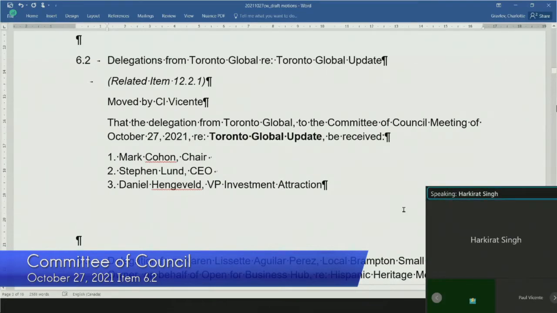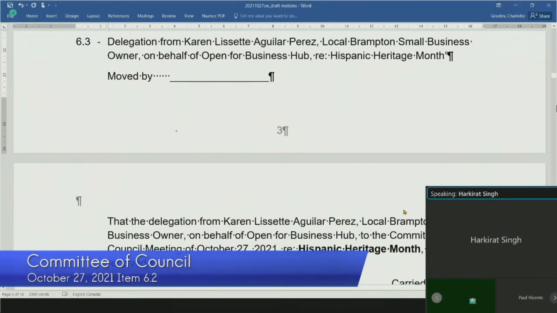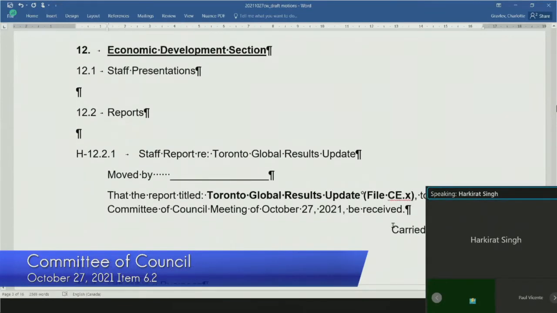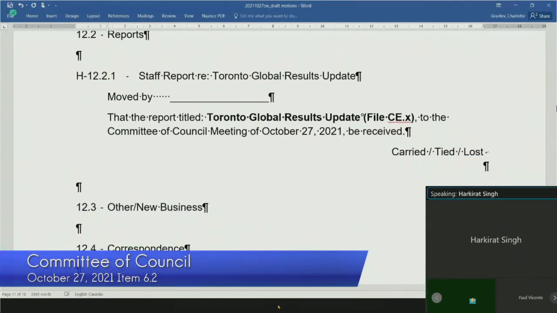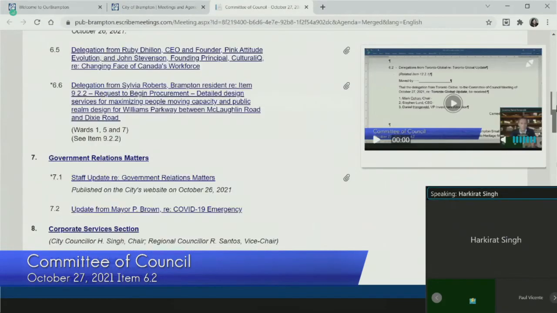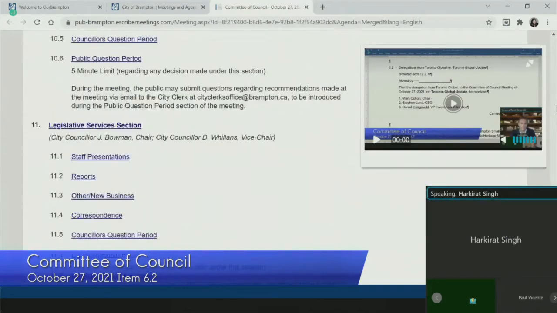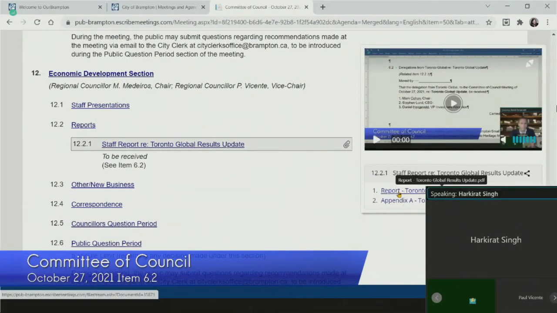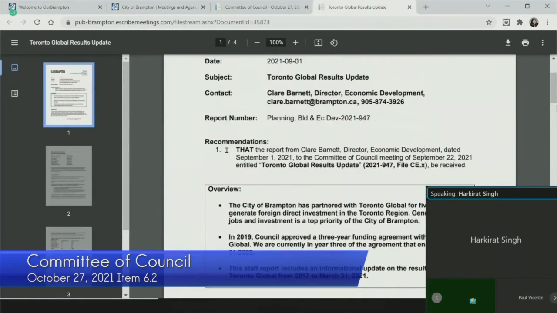We'll bring down staff report 12.2.1 regarding the Toronto Global results update as well. Do any members have any clarification questions of staff in regards to the report, or any questions? No questions to 12.2.1 staff report regarding Toronto Global results. Councillor Santos. Thank you. Through you, Chair, just to confirm, this is a report for information to be received only, correct? Yes, that's what it is.